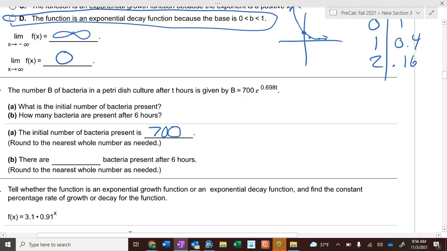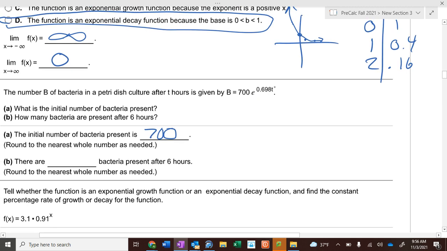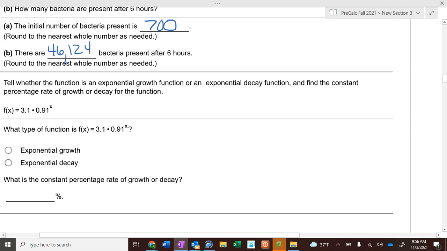After 6 hours, this is a calculator question now. You put the 6 in for the t. Okay? Somebody with a calculator, please. 700 times e to the 0.698 times 6 power. 46,124. Okay, it goes up by a lot really quickly.